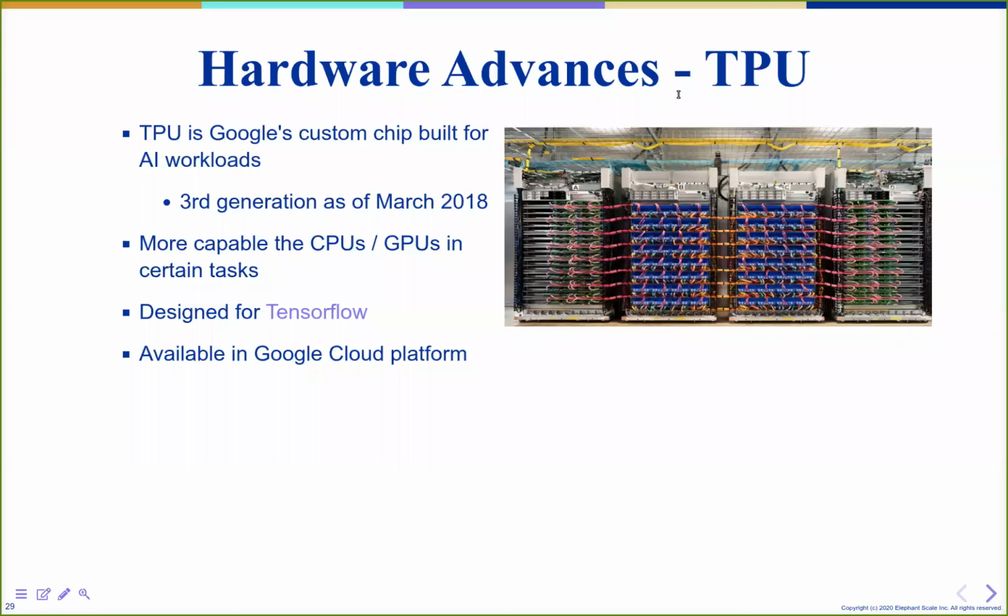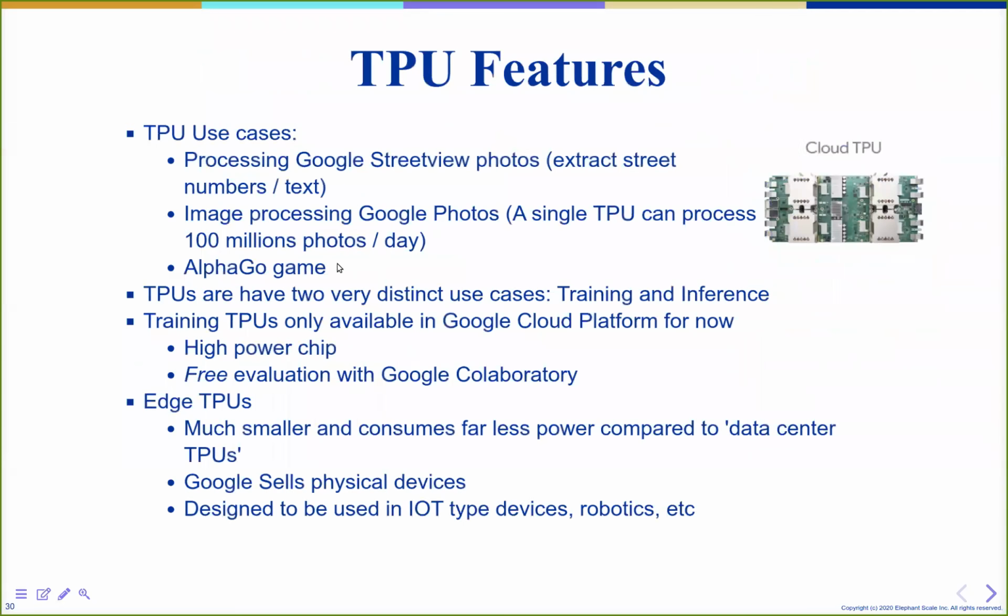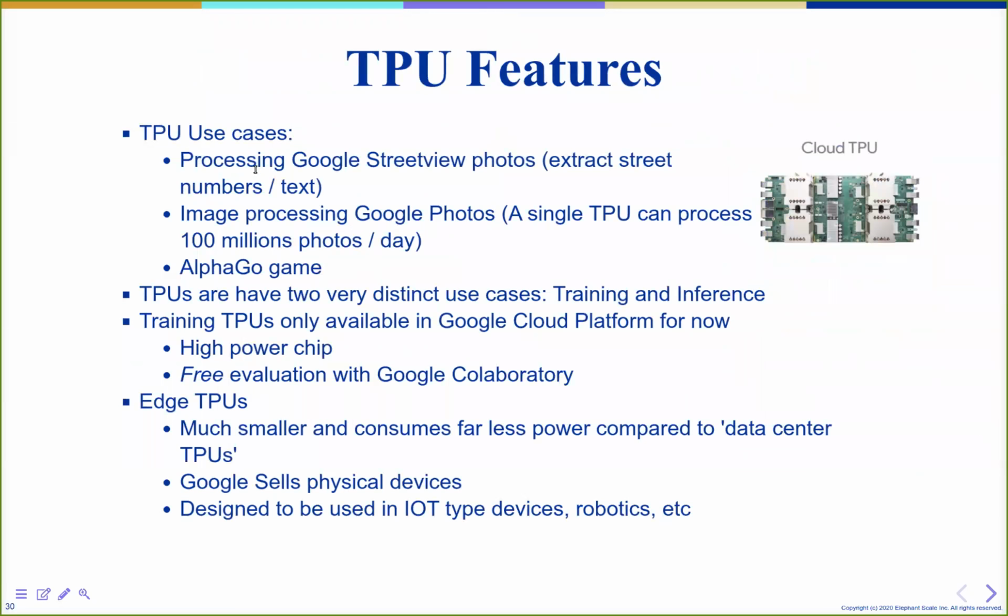Google, on the other hand, actually built their own chip. It's called the TPU. So what is the TPU? TPU is basically a custom-built AI chip, very specifically designed for AI workloads, right? So it's much faster than both CPU and GPU. Remember, those are general-purpose platforms, but the TPU is a very targeted design. You can read more about it here. For example, Google Photos: if you upload photos into Google Photos, your photos are being processed by a TPU. You can see how fast these are: a single TPU can process 100 million photos a day.